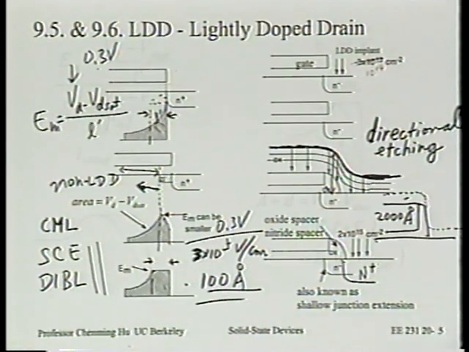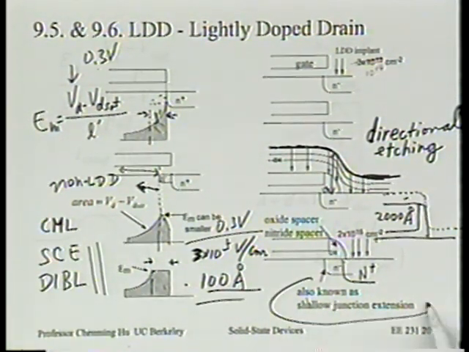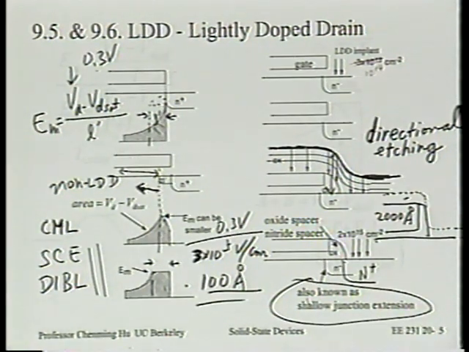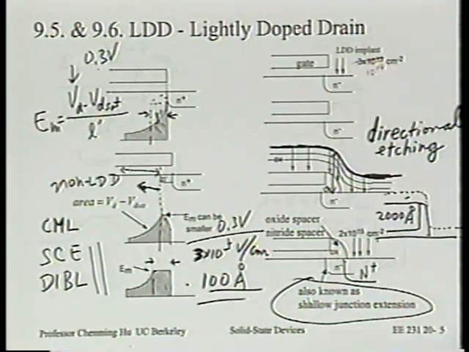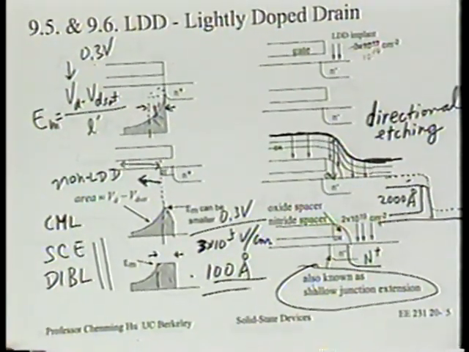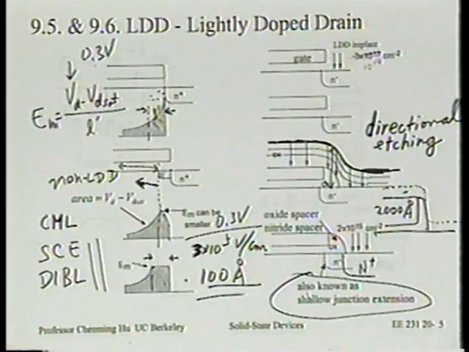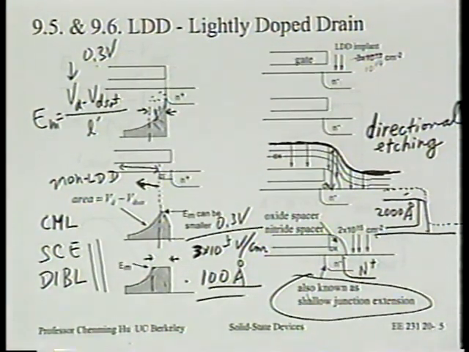Important terminology to remember: this is also known as shallow junction extension. Some engineers don't like the word lightly doped because, as scaling goes on, we're gradually increasing this implant dose. In fact, some engineers for a while, particularly at Toshiba, liked to call this MDD, which stands for medium doped drain. So it's not lightly doped drain. Others like to call this shallow junction extension. Those are all good names. I think they actually perform the same function, although some individuals put more emphasis on one versus the other.